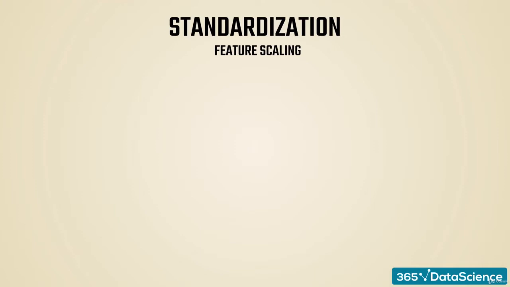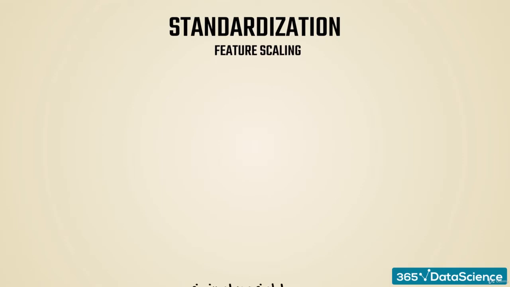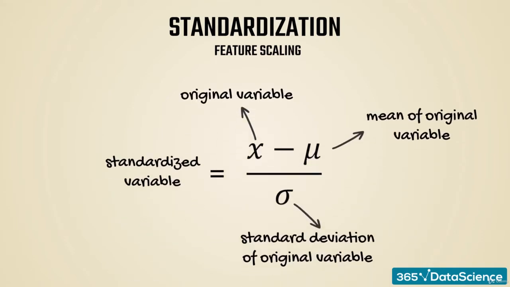Standardization or feature scaling is the process of transforming the data we are working with into a standard scale. A very common way to approach this problem is by subtracting the mean and dividing by the standard deviation. In this way, regardless of the dataset, we will always obtain a distribution with a mean of 0 and a standard deviation of 1, which could easily be proven.